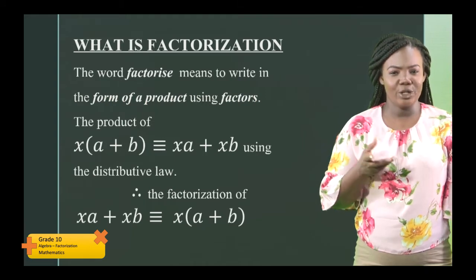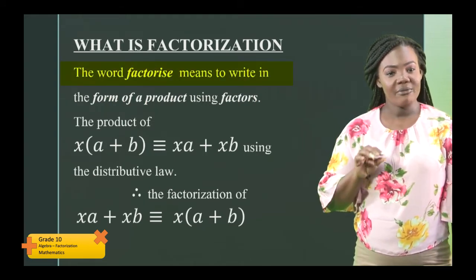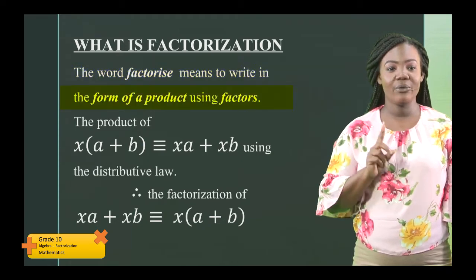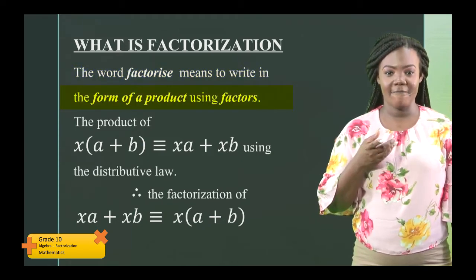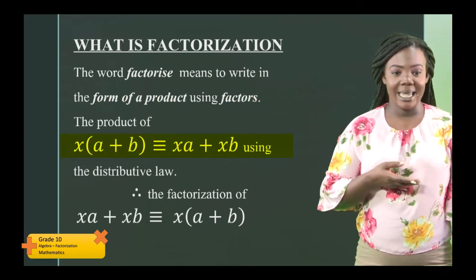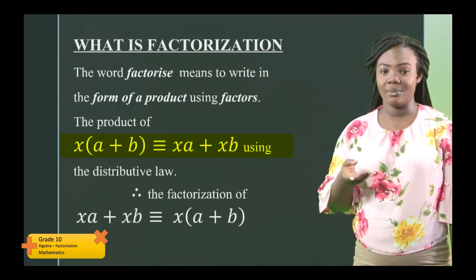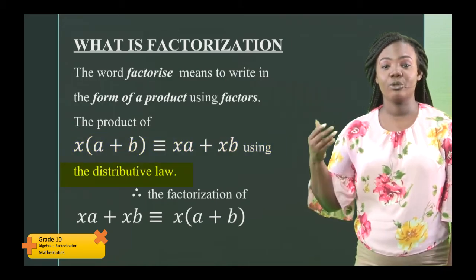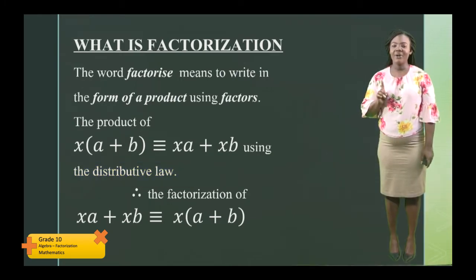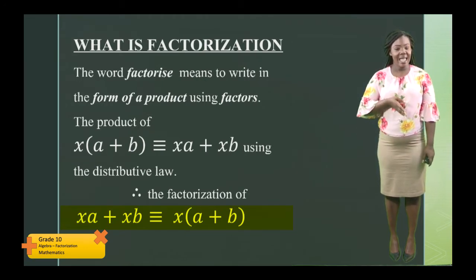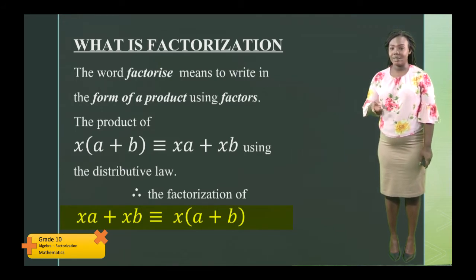Now let's read that again. You can read with me. The word factorize means to write in the form of a product using factors. The product of x into a plus b is equivalent to xa plus xb. Now that is if we use the distributive law. But if we factorize xa plus xb, we're basically looking for the common factor that appears in both algebraic terms. And in this case, it is the letter x. So when we factor out x, we have a plus b.